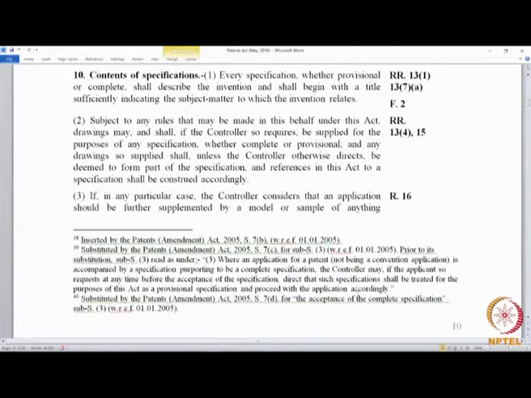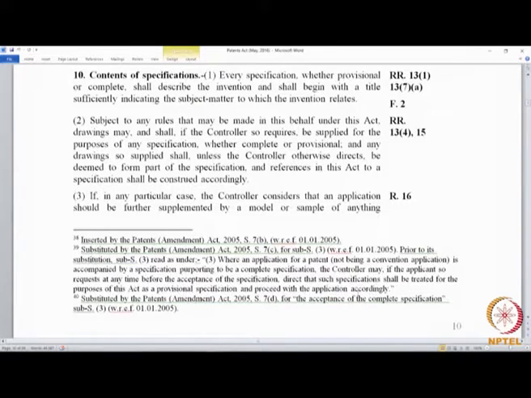While section 9 deals with the different instances where a provisional has to be followed by a complete, section 10 deals with the contents of the specification. What should a specification contain? Section 10(1) says that every specification, whether provisional or complete, shall describe the invention and shall begin with the title sufficiently indicating the subject matter to which the invention relates. So, there has to be a description and a title. In rule 13, the extent of the title is mentioned, in what form it should be and what the limitations of a title are. We will look at it in a minute.